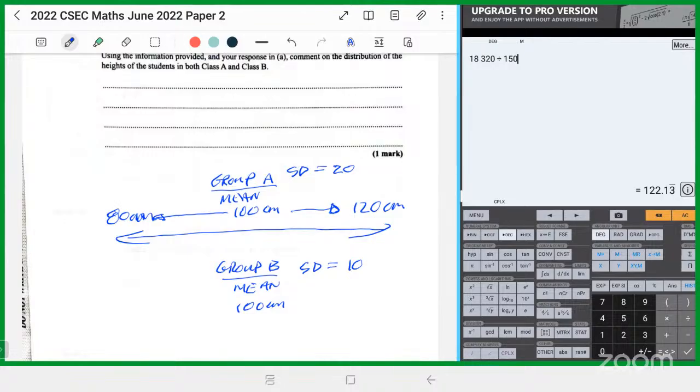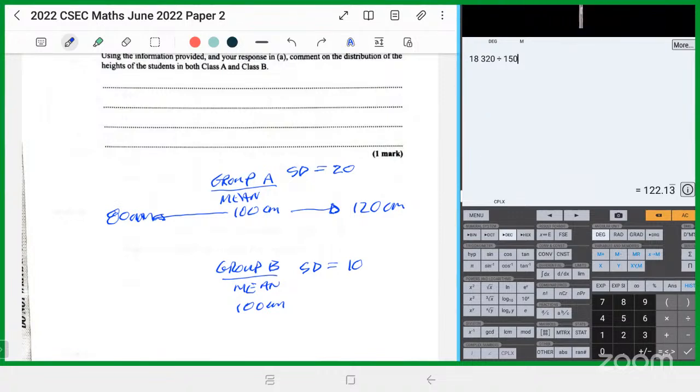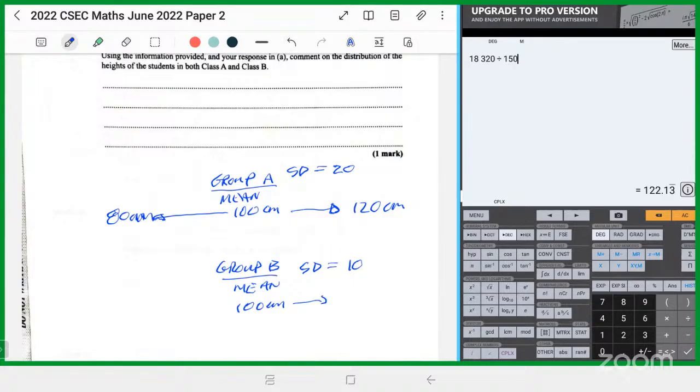In group B, because the standard deviation is 10, it means that the height would deviate 10 to the right of the mean, maybe up to about 110, a closer spread, and to about 10 less, which would be about 90.